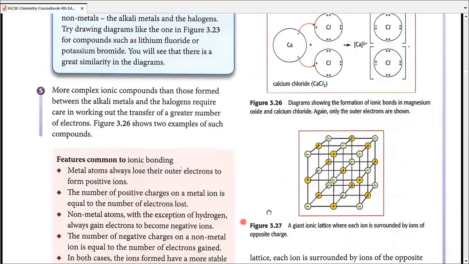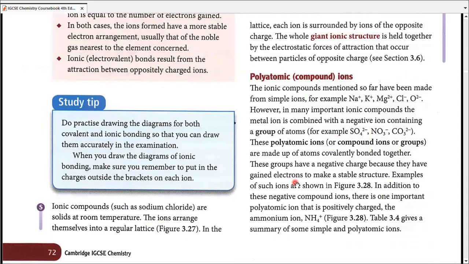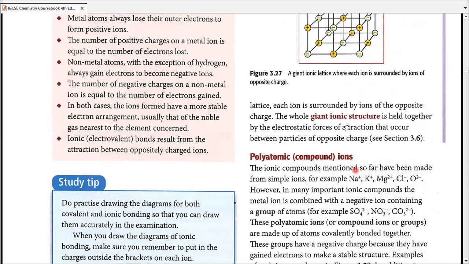Now, since you know about the ionic compounds, there is something extra that we need to tell you. Ionic compounds such as sodium chloride are solids at room temperature. Their ions arrange themselves in a regular lattice. We call it a giant ionic structure. They are held together by huge electrostatic forces of attraction, which are pretty strong.